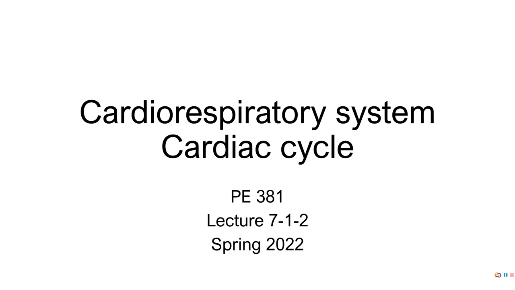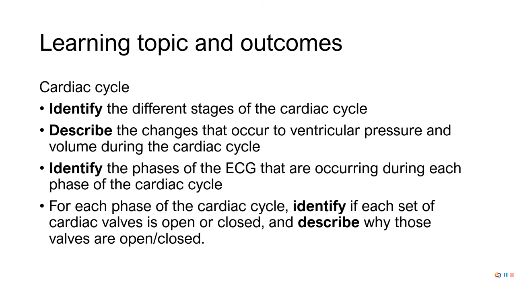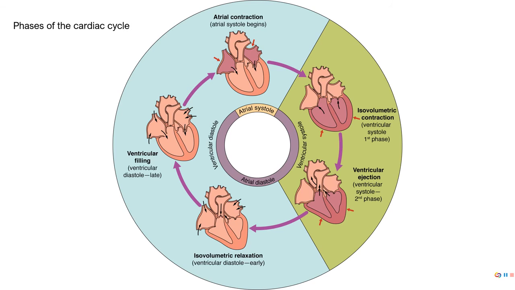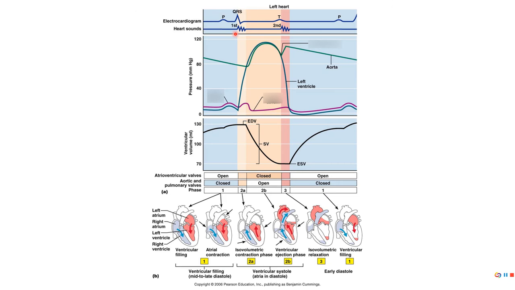Cardiac cycle. All right, so here is the topic and outcomes, and really when it comes down to it, we're talking about Wiggers today. Okay, so phases of the cardiac cycle, we've got isovolumic contraction, which is here. Okay, we've got ejection, which is here. Then we've got isovolumic relaxation, which is here. And then filling, which consists of ventricular filling as well as atrial contraction. But like I said, this is all about Wiggers.